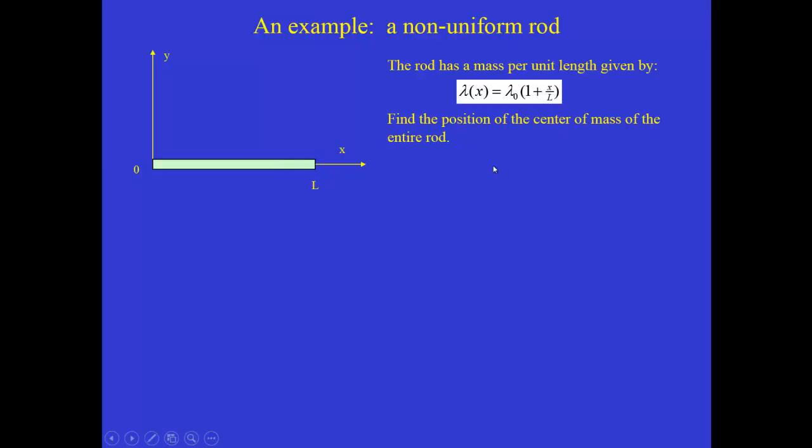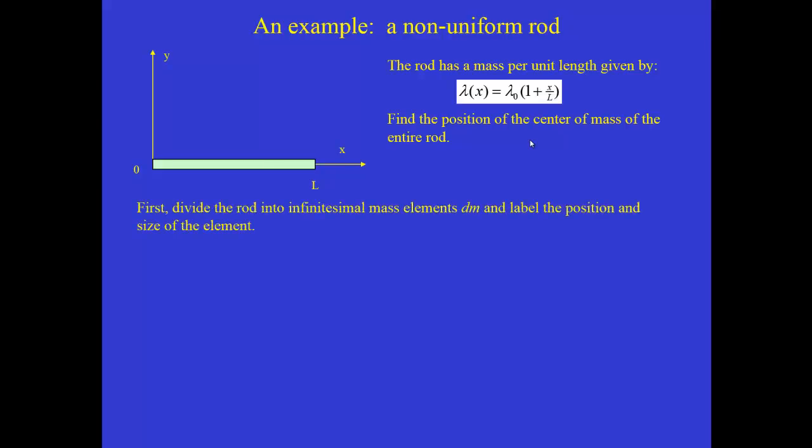So for such an object that has a mass per unit length given by this equation, how do we actually find the position of the center of mass? By symmetry, we know that the position of the center of mass will be on the x-axis. The y-coordinate and the z-coordinate will be 0. So let's go through the steps that I just outlined to set up the solution to this non-uniform rod problem.